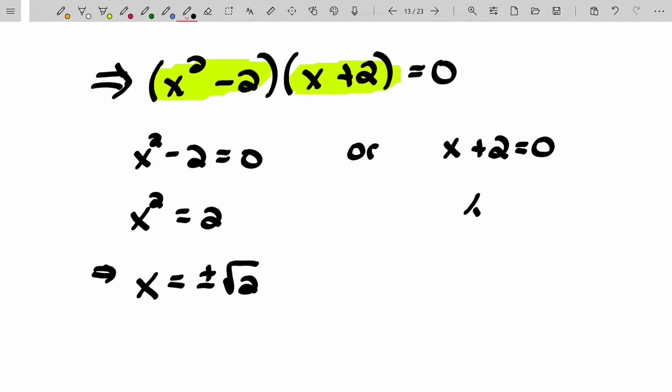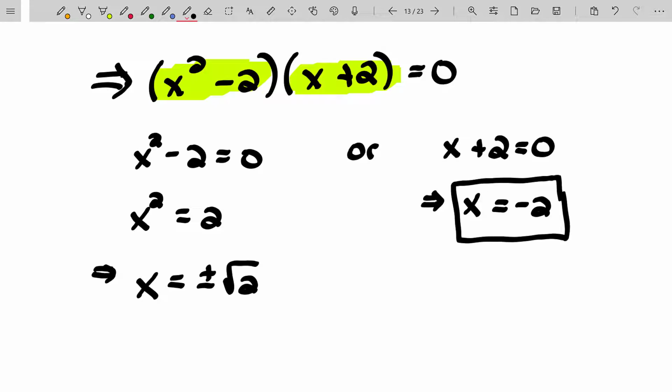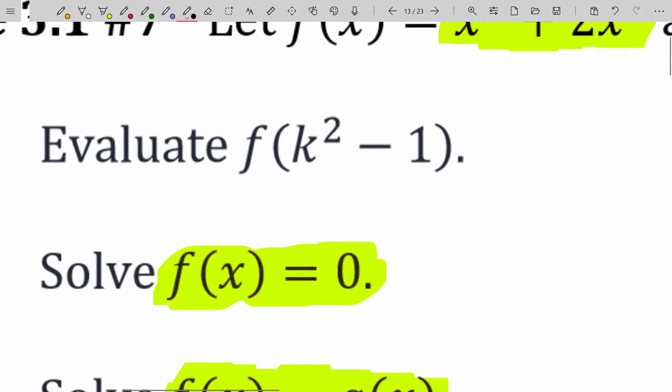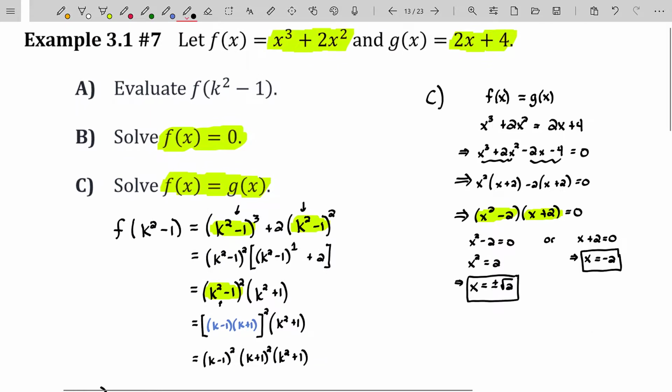Solving the second equation, you get that x is equal to negative 2. So those are the values of x for which f of x is equal to g of x. You do have to evaluate functions symbolically, like at k squared minus 1, quite often, and you do have to solve functions for specific values.